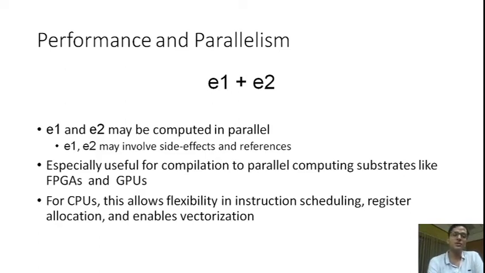Non-determinism in the evaluation order of expressions was perhaps introduced for a purpose. Consider the expression E1 + E2. The expression encodes the fact that the evaluation of E1 may proceed concurrently with the evaluation of E2. For example, E1 and E2 may be computed in parallel. This can be done legally even though E1 and E2 may involve side effects and references. Such semantics are especially useful for compilation to parallel computing substrates like FPGAs and GPUs. Even for CPUs, this allows flexibility in instruction scheduling, register allocation, and enables optimizations like vectorization.